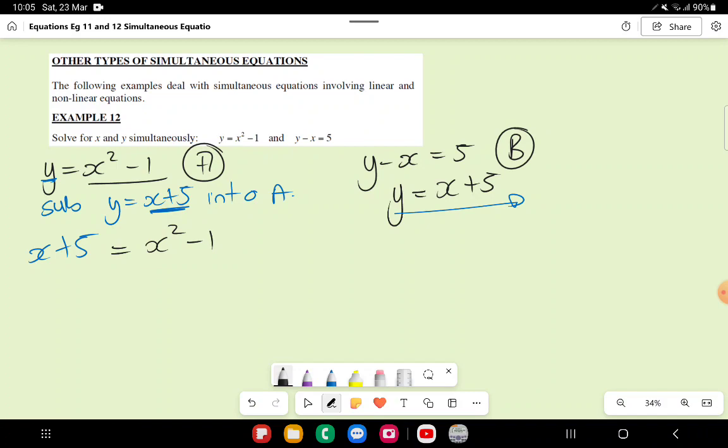Now I notice x to the power of 2, x to the power of 1. So everything on one side. So that means that 0 is equal to x squared, take this over, minus x, take this over, minus 6.